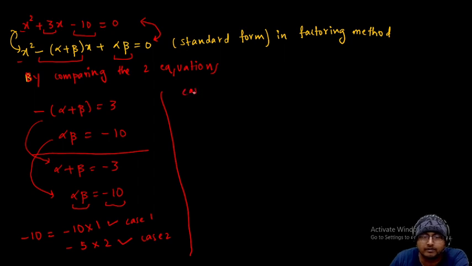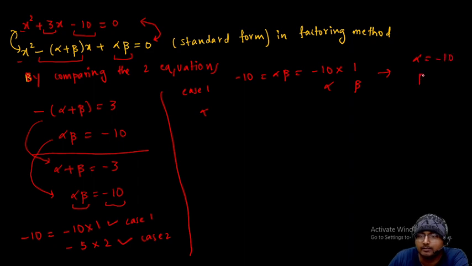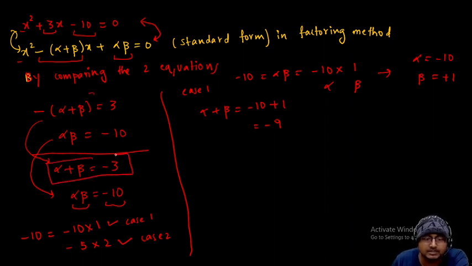Suppose we take case 1, that is minus 10 equal to alpha beta, written as minus 10 into 1. So alpha is equal to minus 10 and beta is equal to plus 1. Then alpha plus beta will become minus 10 plus 1, that is minus 9. But what we want is alpha plus beta equal to minus 3. But what we got is minus 9. So case 1 is wrong. We should not take case 1.